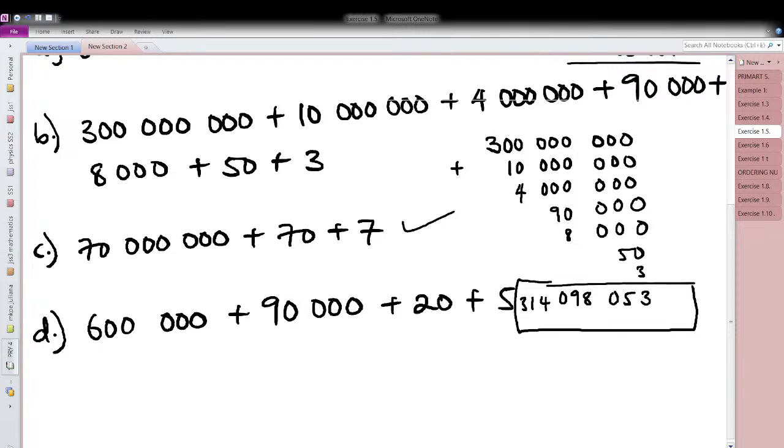Okay, Ralph. Let me look at your solution. For question C, you said 70 million and 77, that's correct. D, you said 690,025. Beautiful. That is correct. So both your answers are correct.